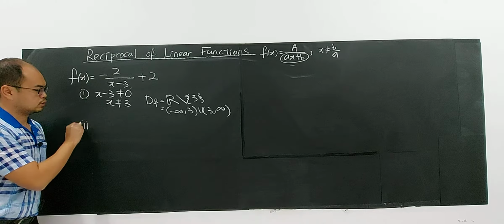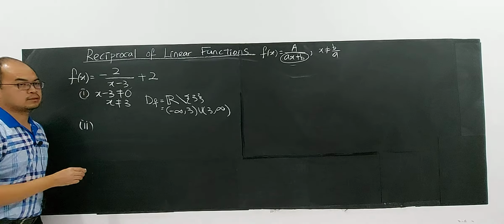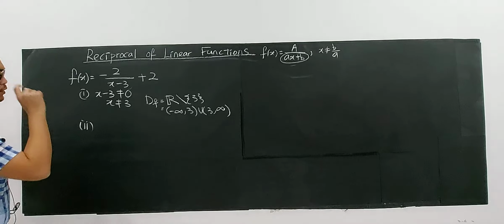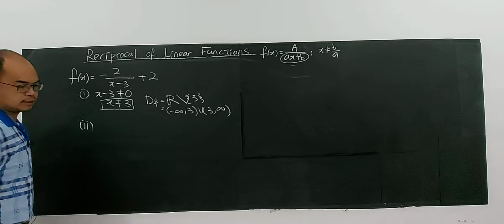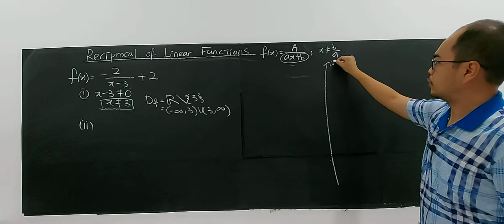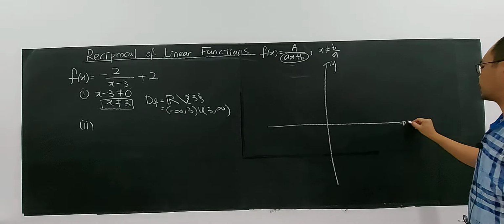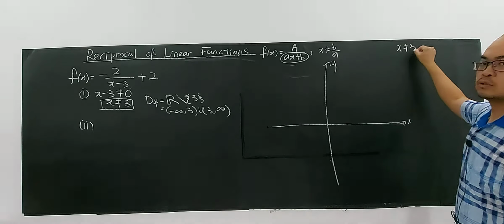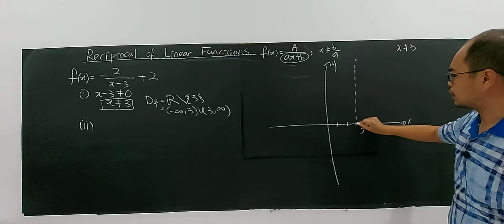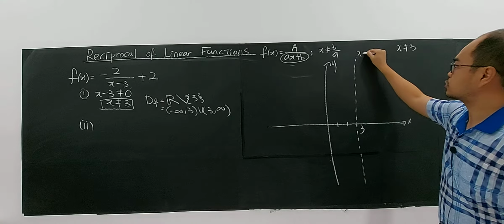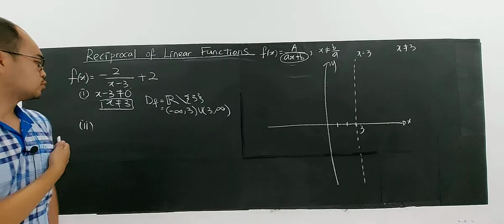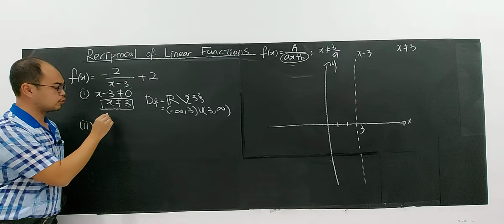Number 2, you need to know the shape of the graph. This is the ideal way of sketching the graph of a reciprocal function. First, you know that x cannot be 3. So on the graph of y and x, at x equals 3, you draw a line, which is x equals 3. You know there is a vertical asymptote here, because x cannot be 3. So you know the location of the graph.